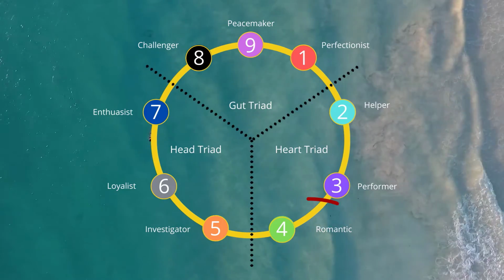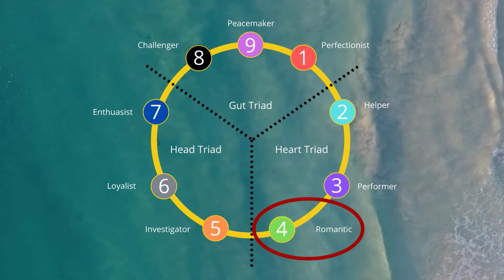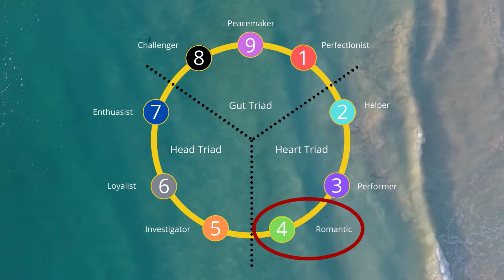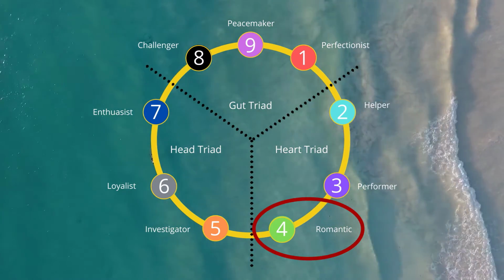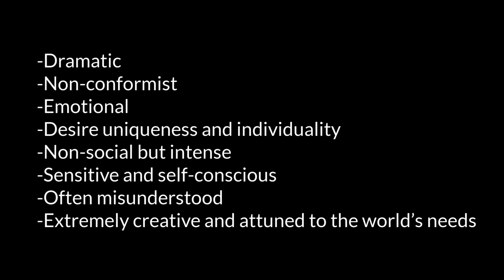Number 4, the romantic, or the artist, which just happens to be my type, along with Cate Blanchett, Liam Neeson, Edgar Allan Poe. Dramatic, nonconformist, emotional, desire uniqueness and individuality. Non-social but intense, sensitive and self-conscious. They're often misunderstood. They're extremely creative and attuned to the world's needs.